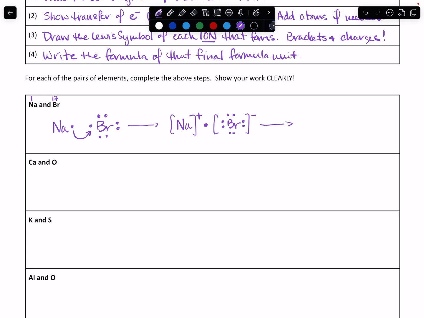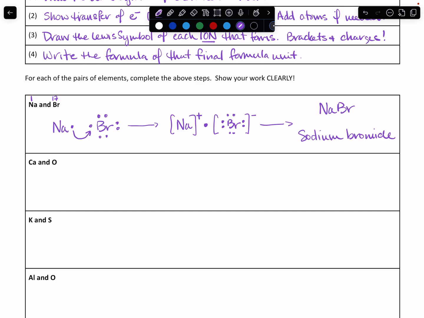And then my final step is to write the formula. And then I'm also going to write the name. There's one sodium and one bromine. We again list the metal first. So it's NaBr, which is called sodium bromide. And that's it. We just need to do these 4 steps over and over and over.